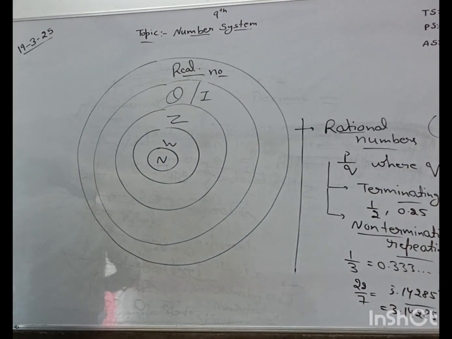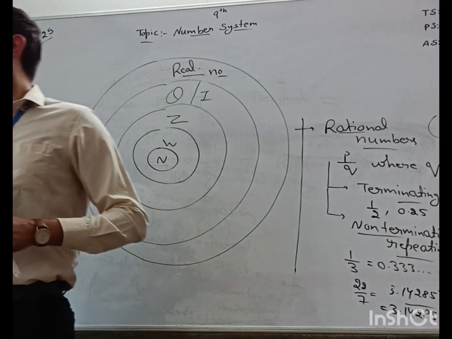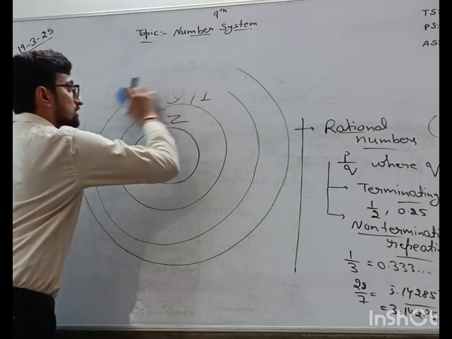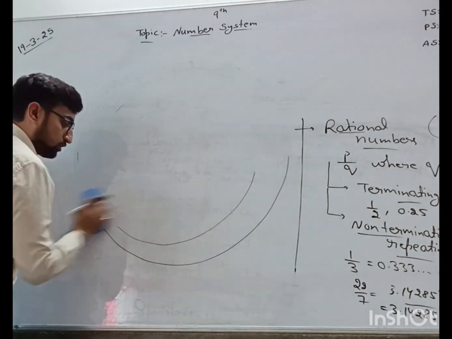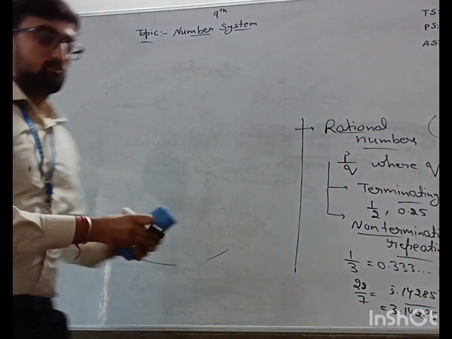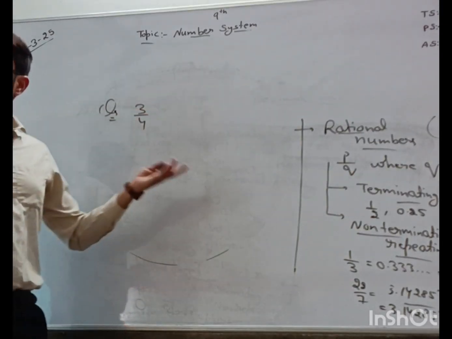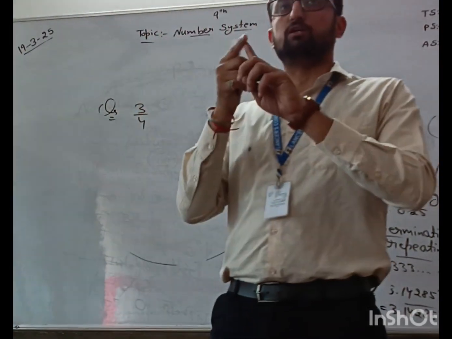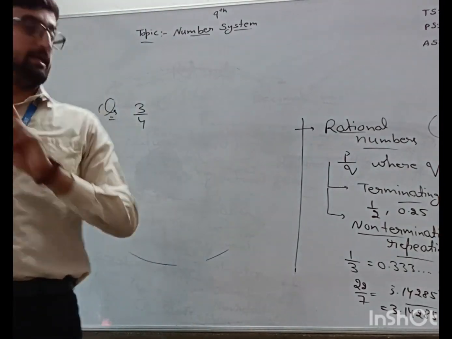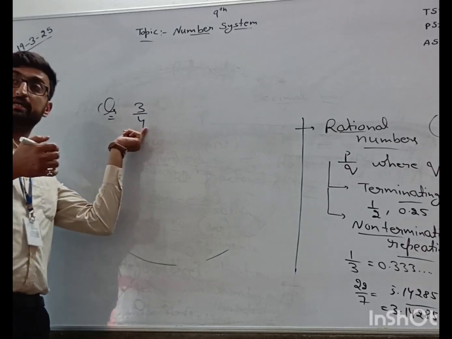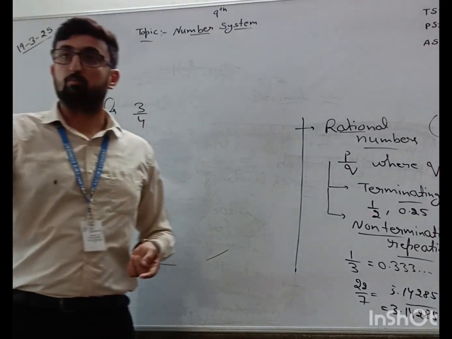Second, in the second part, the question is, the decimal representation of the rational number 3 by 4 is. What is the decimal representation of 3 by 4, or how are you going to convert 3 by 4 into a decimal number? To convert 3 by 4 into decimal, we have two ways. The first one is to divide 3 by 4, and the second method is you can try to convert the denominator into a multiple of 10.